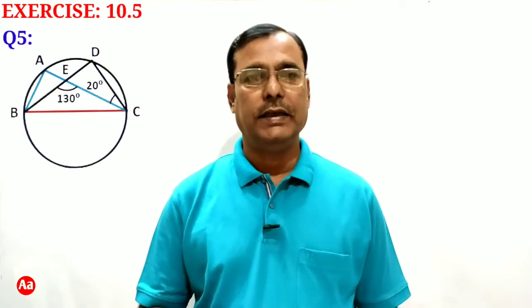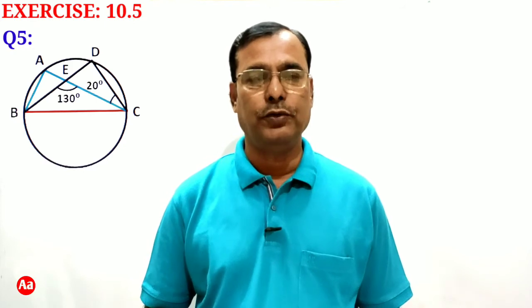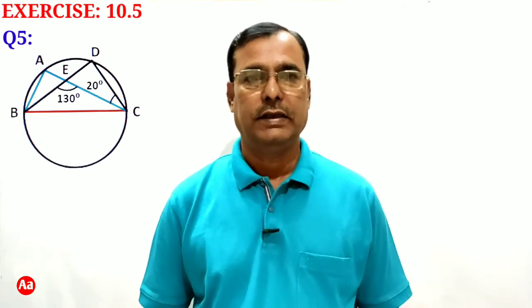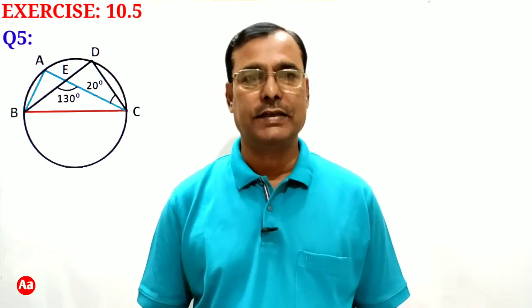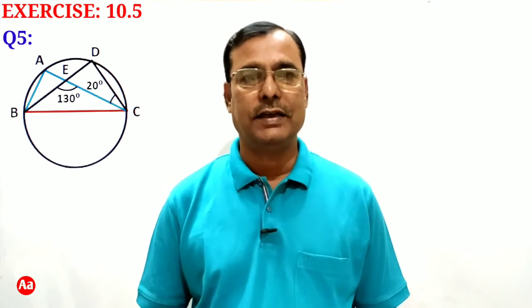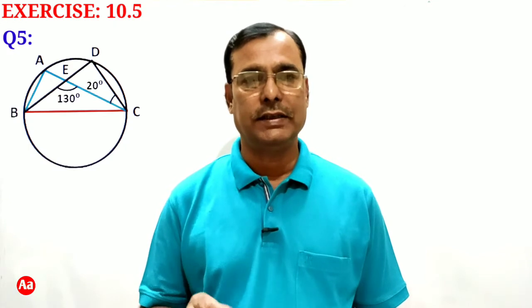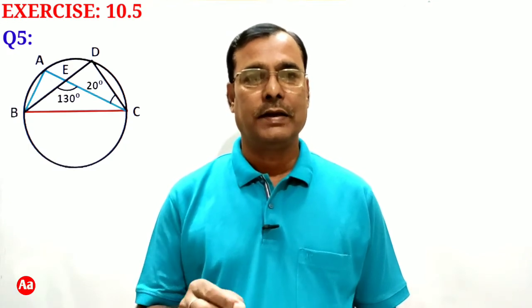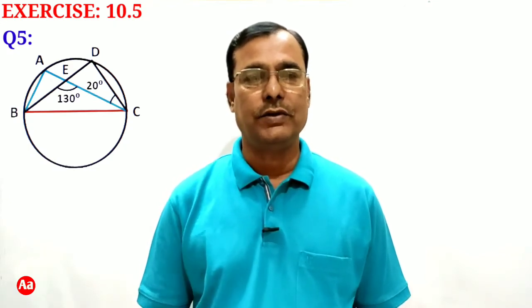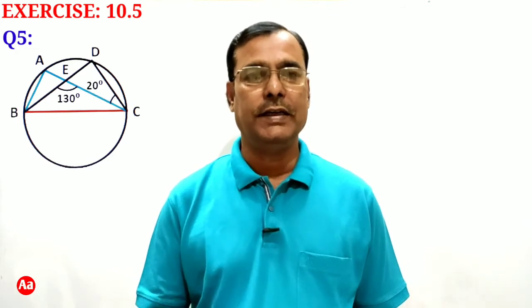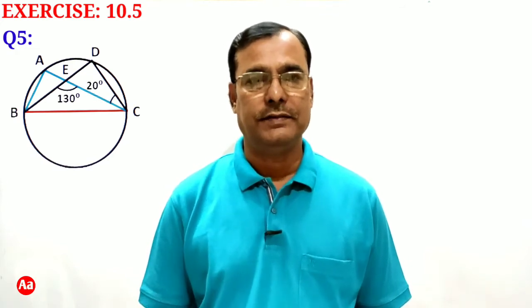Question number 5. In the given figure, A, B, C and D are 4 points on a circle. AC and BD intersect at point E such that angle BEC is equal to 130 degrees and angle ECD is equal to 20 degrees. Then find angle BAC.